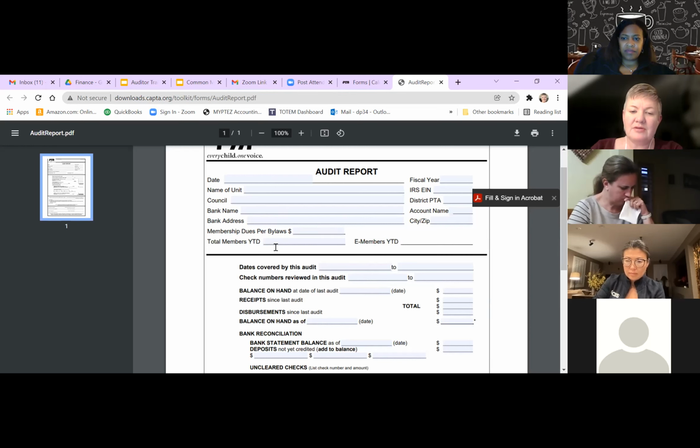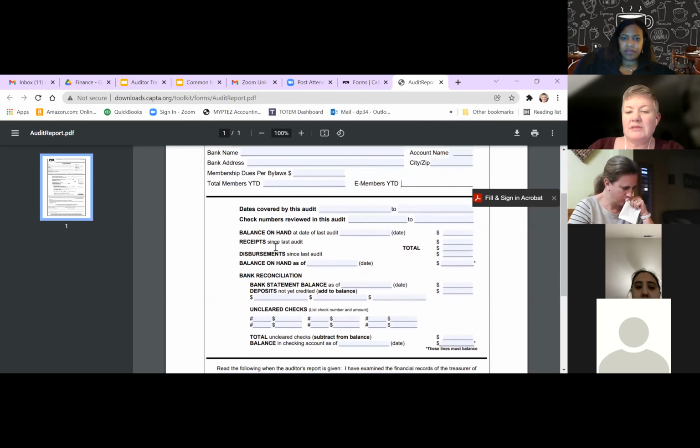But when I was talking about how we go about balancing this, the balance on hand of the last audit is going to go right in this area. Okay. And this is where I was talking about receipts: all the income that's come in, every deposit that's come in, is going to go as part of the receipts. Those two lines get added. And then for your total disbursements, that's every expense that went out, checks that went out, payables, bank fees, anything like that. It's going to be part of your disbursements. And then once you do the math, it'll give you a balance in hand.